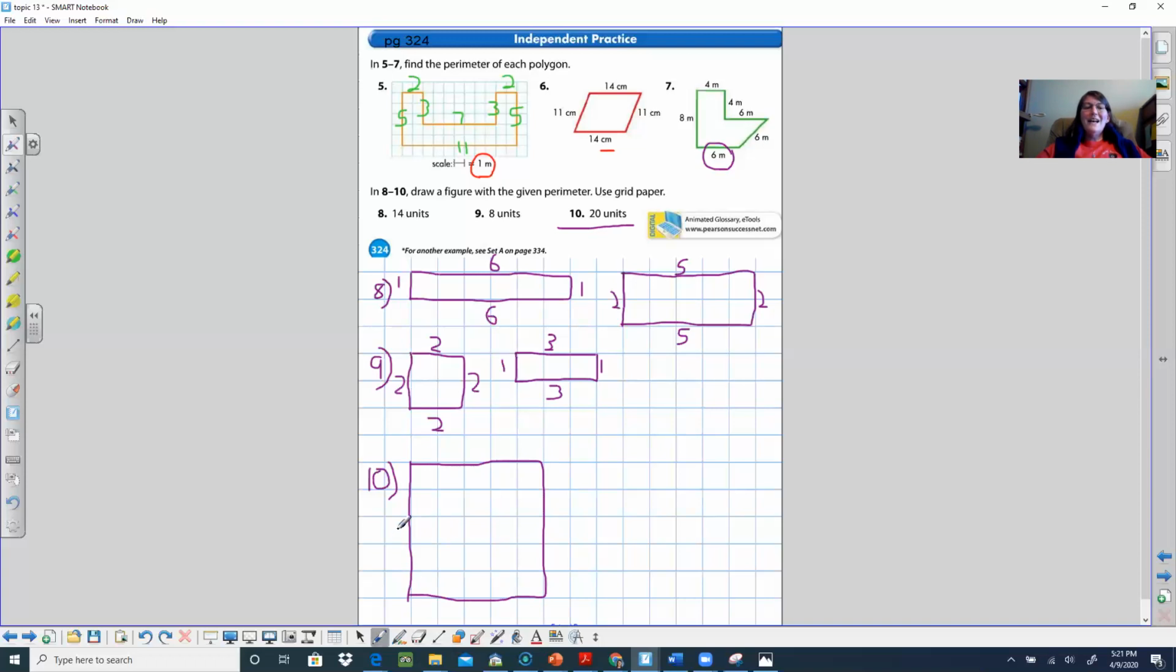Now, when my class did this, I had some kiddos, they had a blast. They made all sorts of funky monkey, crazy shapes. If you have lots of graph paper sitting around your house, you are welcome to go to town on this and see how many different wackadoodle shapes you can come up with that have a perimeter of 20. But the simplest one is a 5 by 5.